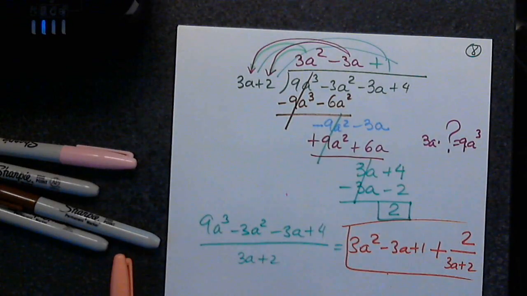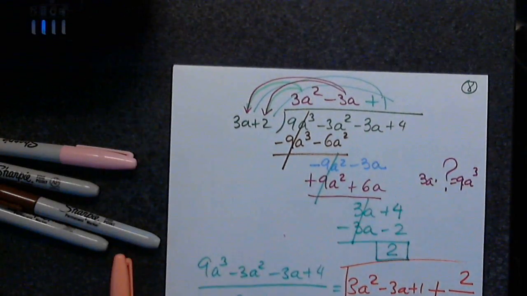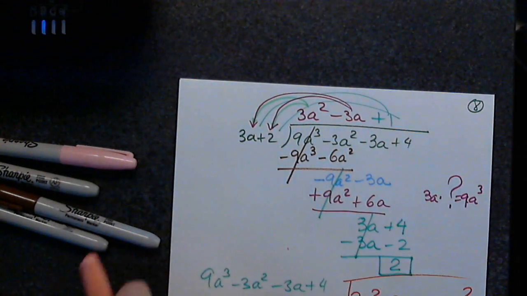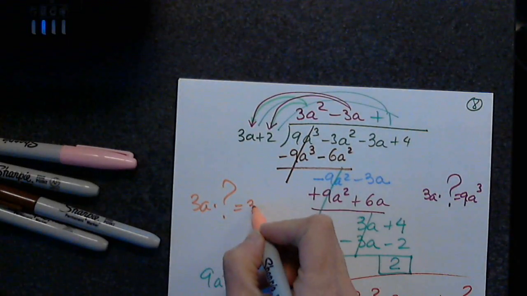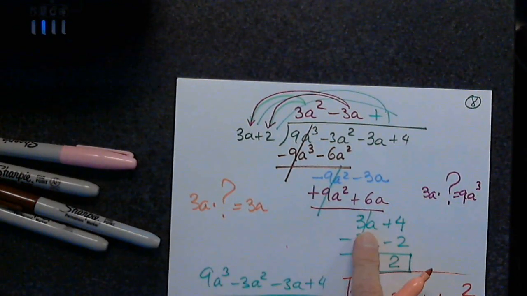How did you get the... Say it again. This one? Yeah, 3a multiplied by what is 3a? Oh.